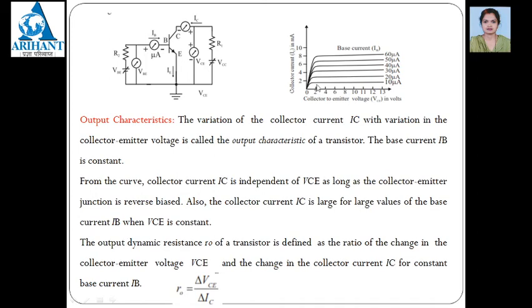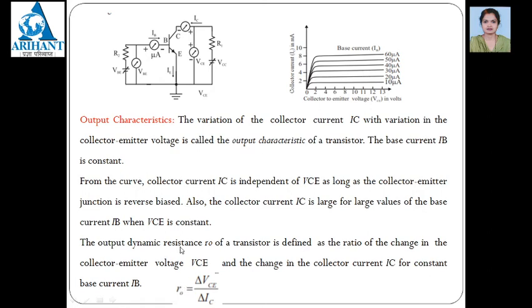If you see 2 volt VCE, then this value of 10 microampere, for suppose 1 milliampere of this output current, then for 2 milliampere it is 20 microampere. So likewise when IB goes on increasing, this current IC also goes on increasing.